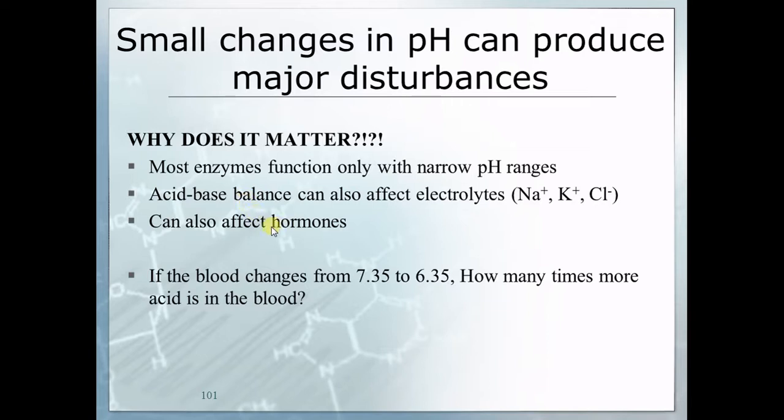And then you want to keep in mind that if the blood changes from 7.35 to 6.35, how many times more acidic does your blood become? 10 times. It's 10 times more acidic than it was before, which means that those enzymes aren't going to work. In fact, if your blood drops below 6.8, you're a goner.